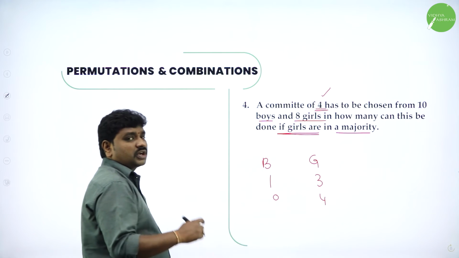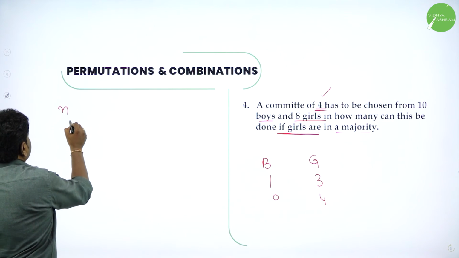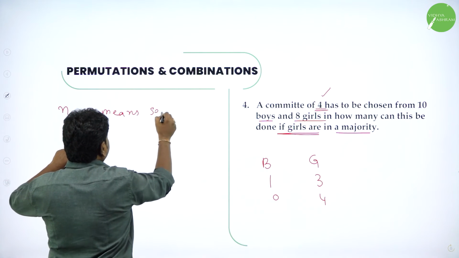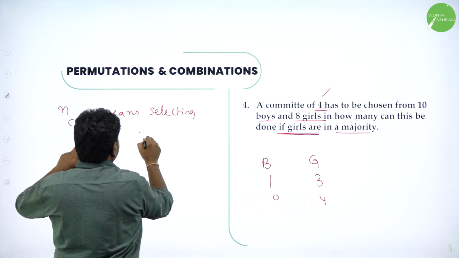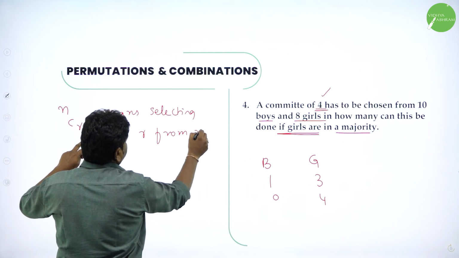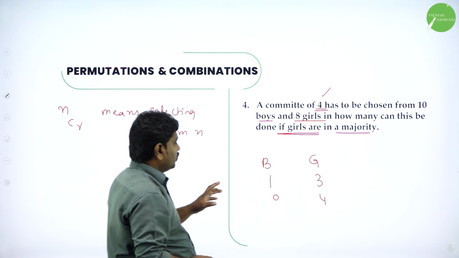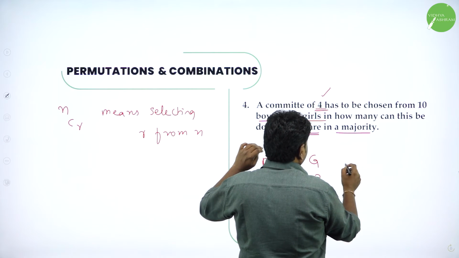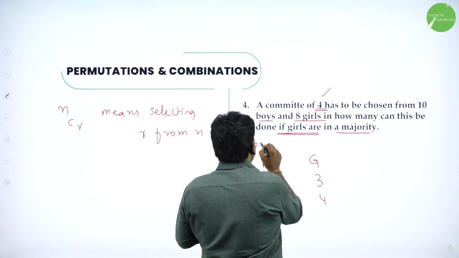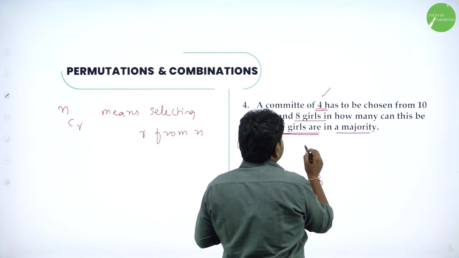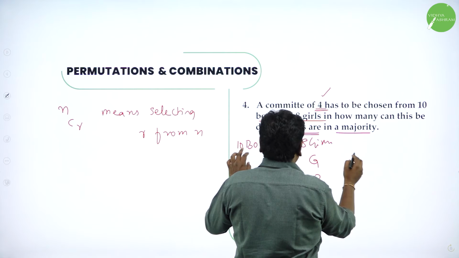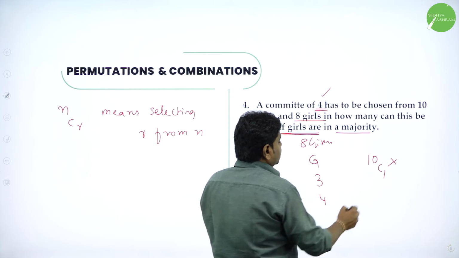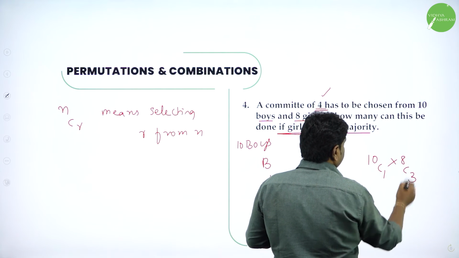So now, selection means what? Combination. So what is NCR? NCR means selecting R things from N. Now, 1 boy and 3 girls. In total, how many boys are given? 10 boys are there. And they give 8 girls. Out of 10 boys, 1 boy can be selected in 10C1. Out of 8 girls, 3 girls can be selected in 8C3.